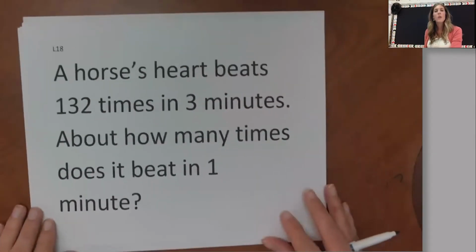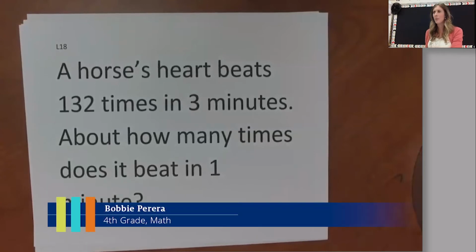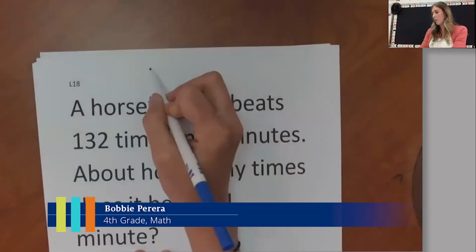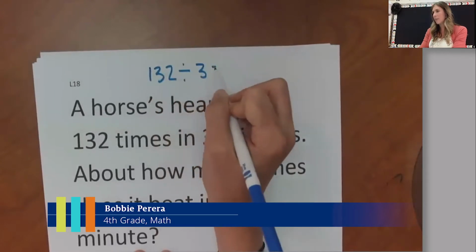A horse's heart beats 132 times in 3 minutes. About how many times does it beat in 1 minute? So what is the division problem that we're estimating here? Very good. 132 divided by 3.